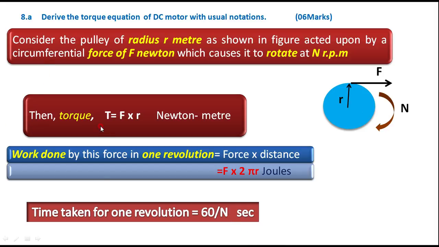It is very simple. The torque is the product of force and distance, and the work done in one revolution is nothing but force into distance. The force F is acting, and the circumferential distance of one revolution is 2 pi r. Therefore, F into 2 pi r is the total work done in one revolution. The time taken for one revolution is 60 by n seconds.